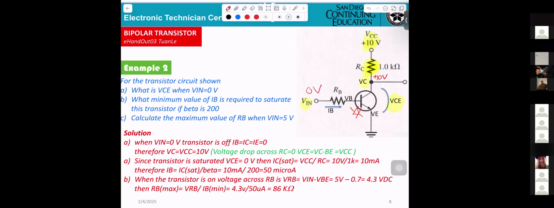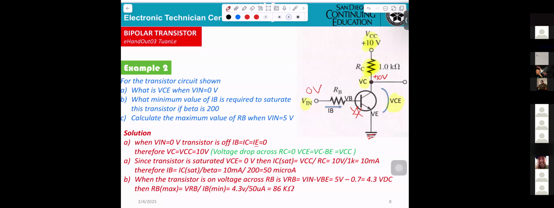So VCE means from collector to the ground. That's what they will be equal, 10 volt. In the solution here, we already tried to explain to you. Try to read it.